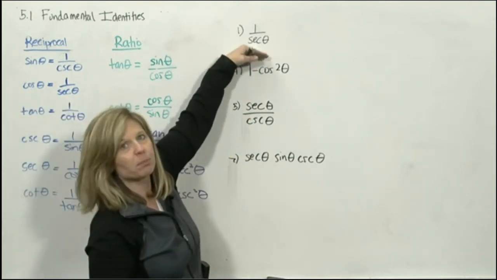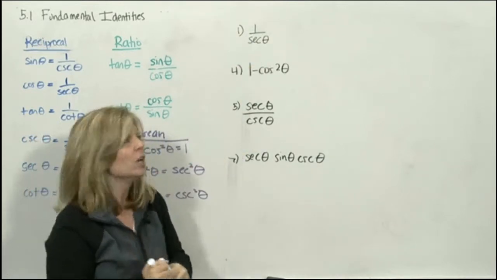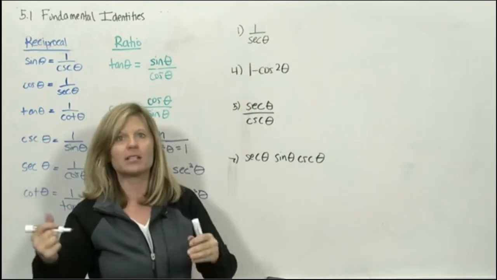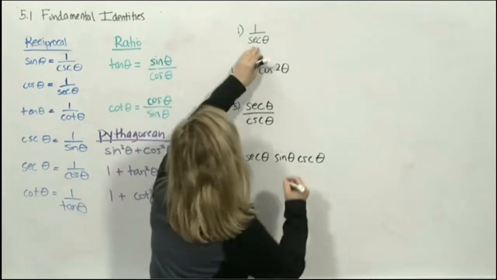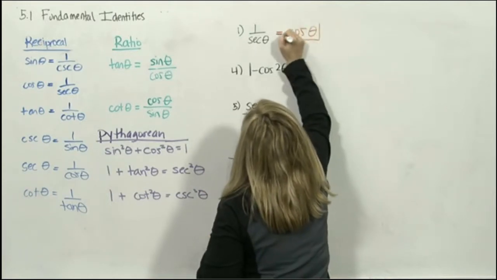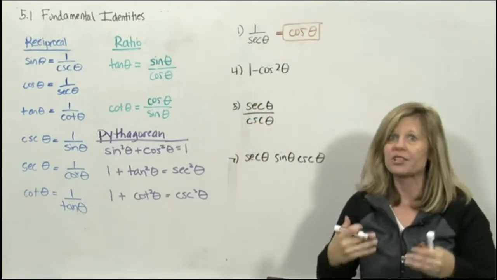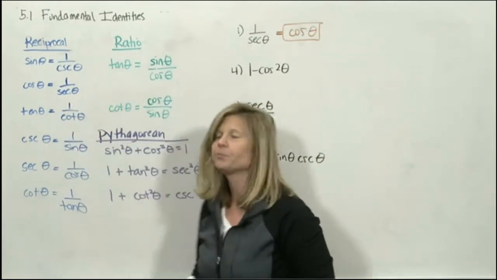So any expression written as a fraction is not considered lowest terms. To make this lowest terms, we want it to be a monomial. And we know from our reciprocal identities, 1 over secant theta really means cosine theta. Now, there was no work there because that's a memorized fact, because you know this identity by heart.